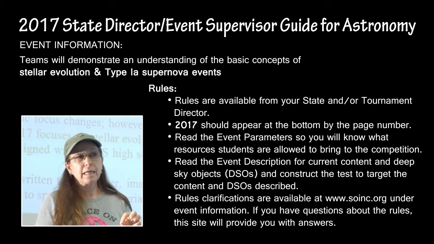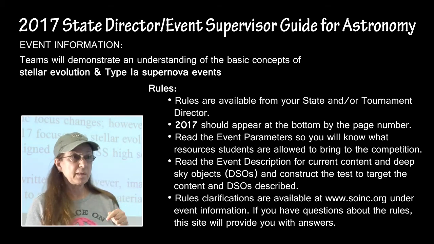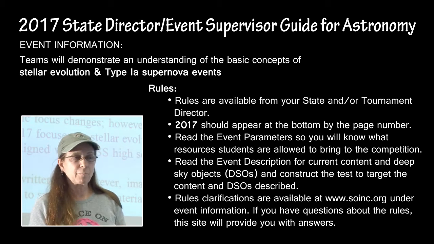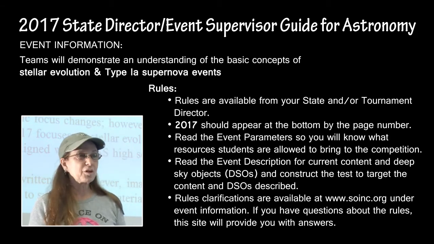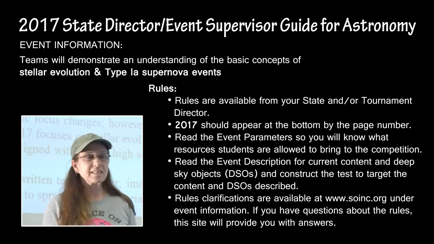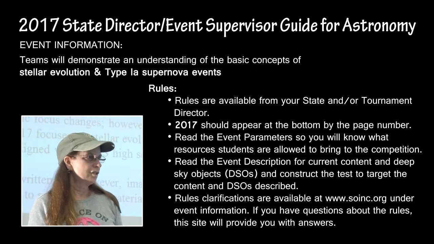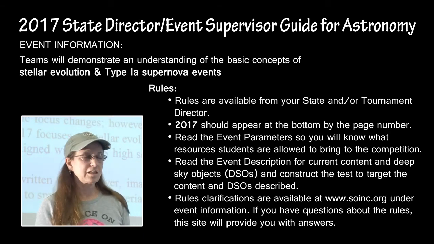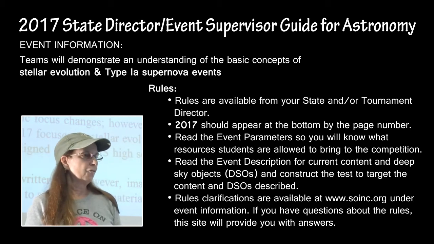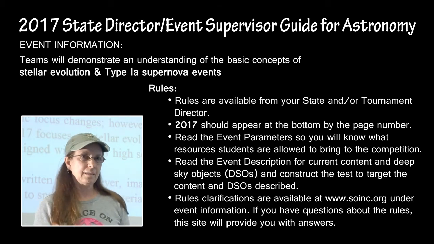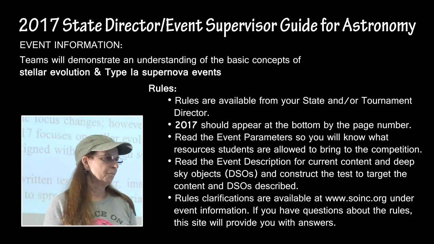The year 2017 should be at the bottom next to the page number. Make sure that you have the 2017 rules. Read the event parameters, glance at them so that you know exactly what resources students are allowed to bring to competition, and then read the event description for the current content and the list of the deep sky objects.